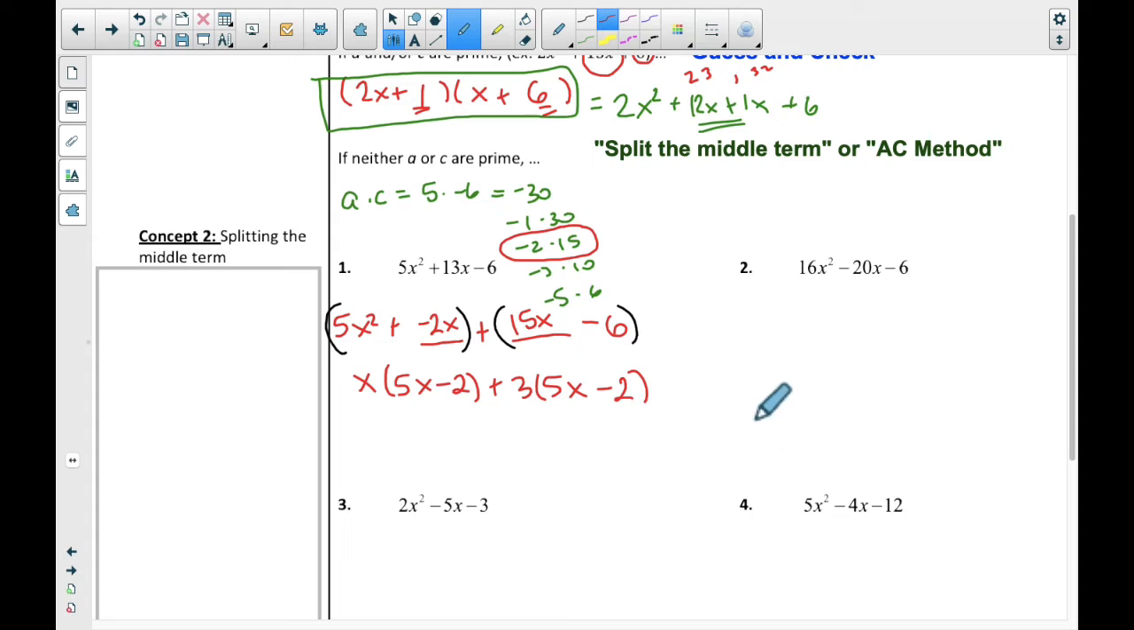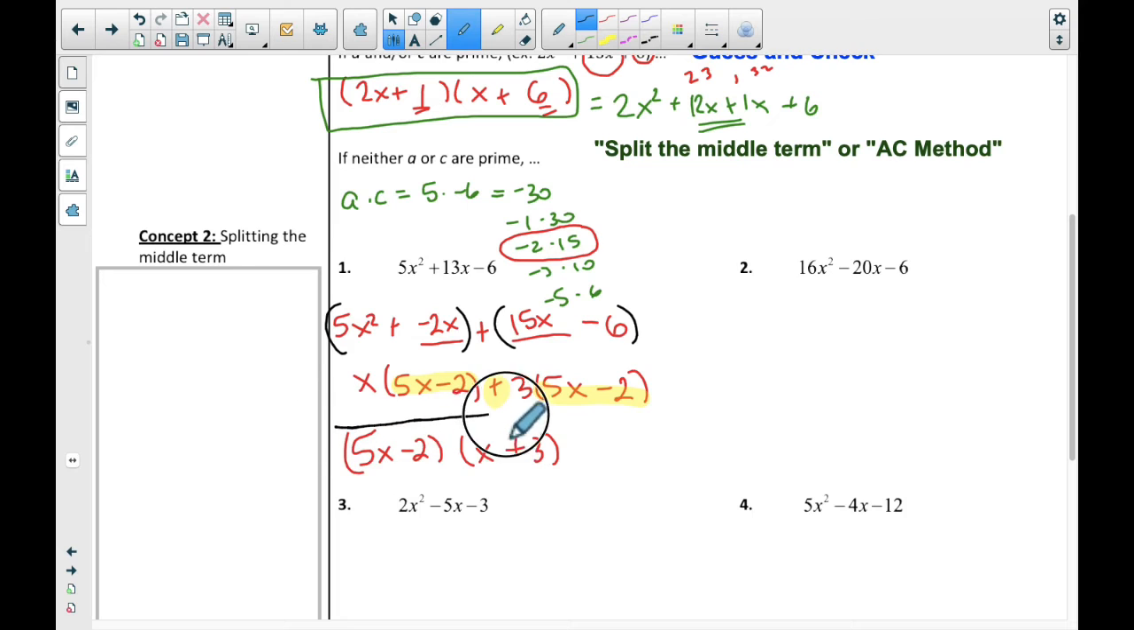Now notice something. I have a 5x minus 2 here, and I have a 5x minus 2 here, and I have a plus. That means that 5x minus 2 is now a GCF. So I'm going to factor out the 5x minus 2 because it's a common factor of both of these terms. When I factor it out of the first one, I have an x, and when I factor it out of the second one, I have a 3. This now is my final answer.